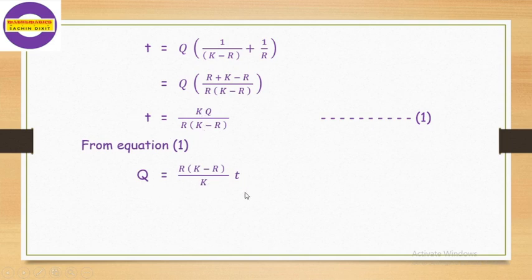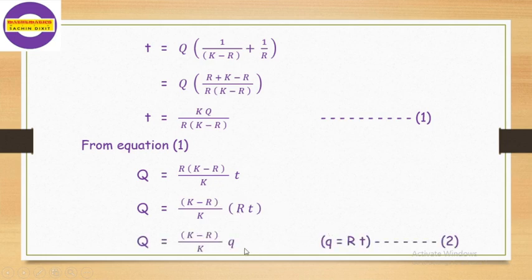We get the value of Q here. Then just rearrange the terms: K minus R divided by K into R into T. But R into T is nothing but small q. Therefore, capital Q is equal to K minus R divided by K into small q. That small q is nothing but R into T, so we put this value here. This is equation number 2.